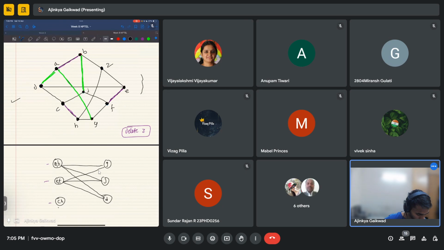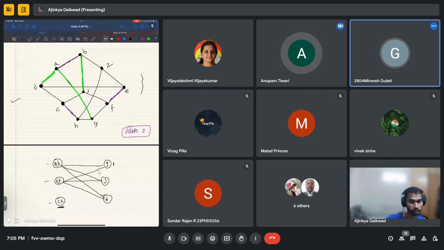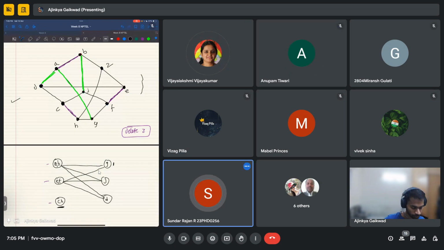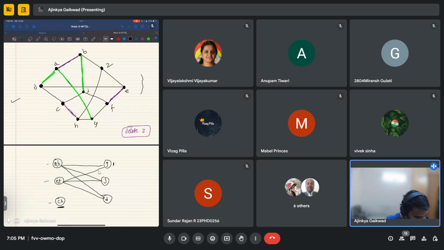So is there an edge between this vertex CH and G? Yes, because H here is adjacent to G, right? So basically this vertex CH will be adjacent to G.